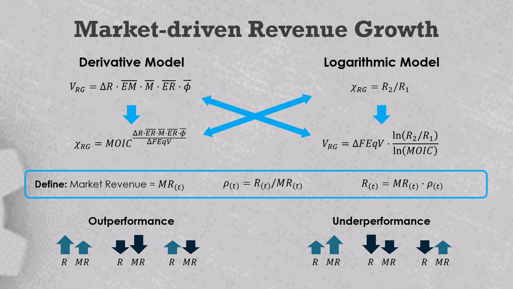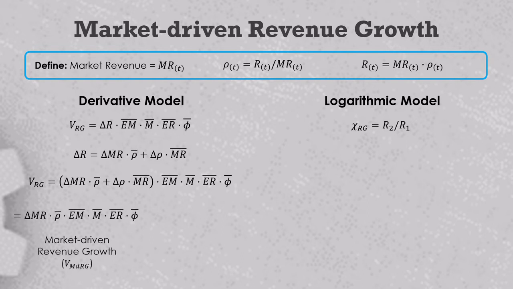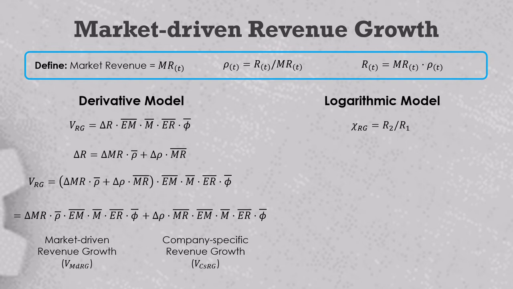Now, this relationship allows us to express the change in revenue delta R as the change in market revenue times the average rho plus the change in rho times the average market revenue. When we plug this into the derivative model for revenue growth, we get two new drivers of equity value creation. One is a market-driven value lever, and the other is a company-specific component. We get the same thing with the logarithmic model.